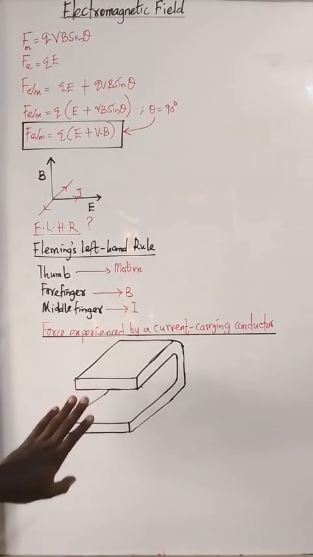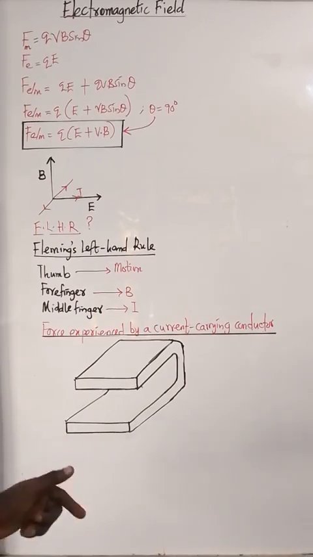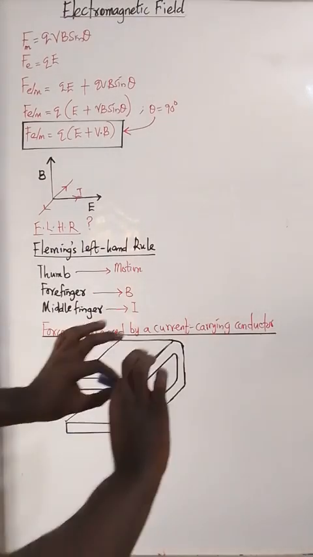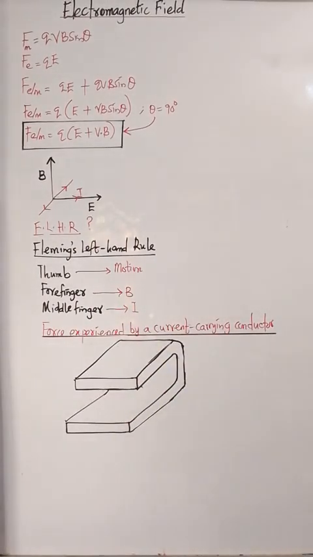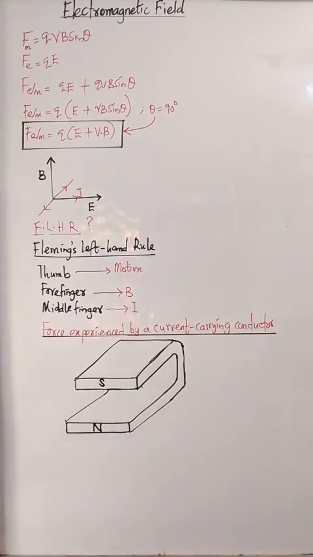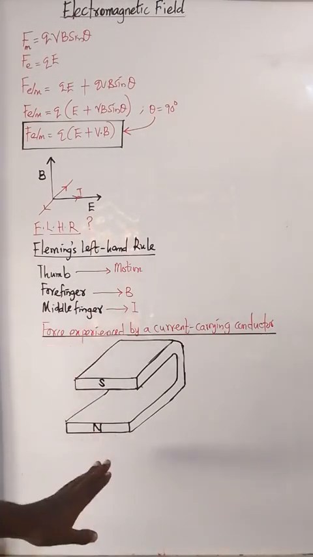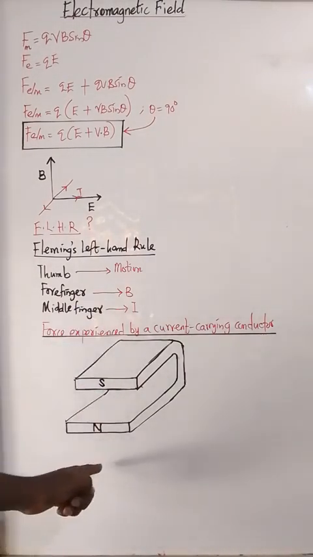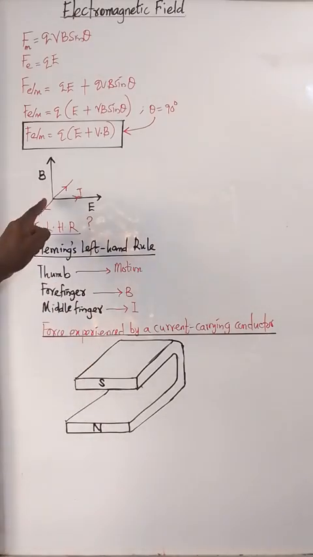Now, this is a horseshoe magnet. A horseshoe magnet is like a bar magnet bent to form a U shape. So if this is north and this is south, then the direction of the field is up. Magnetic field is always from north towards south. So the direction of the field is up here.